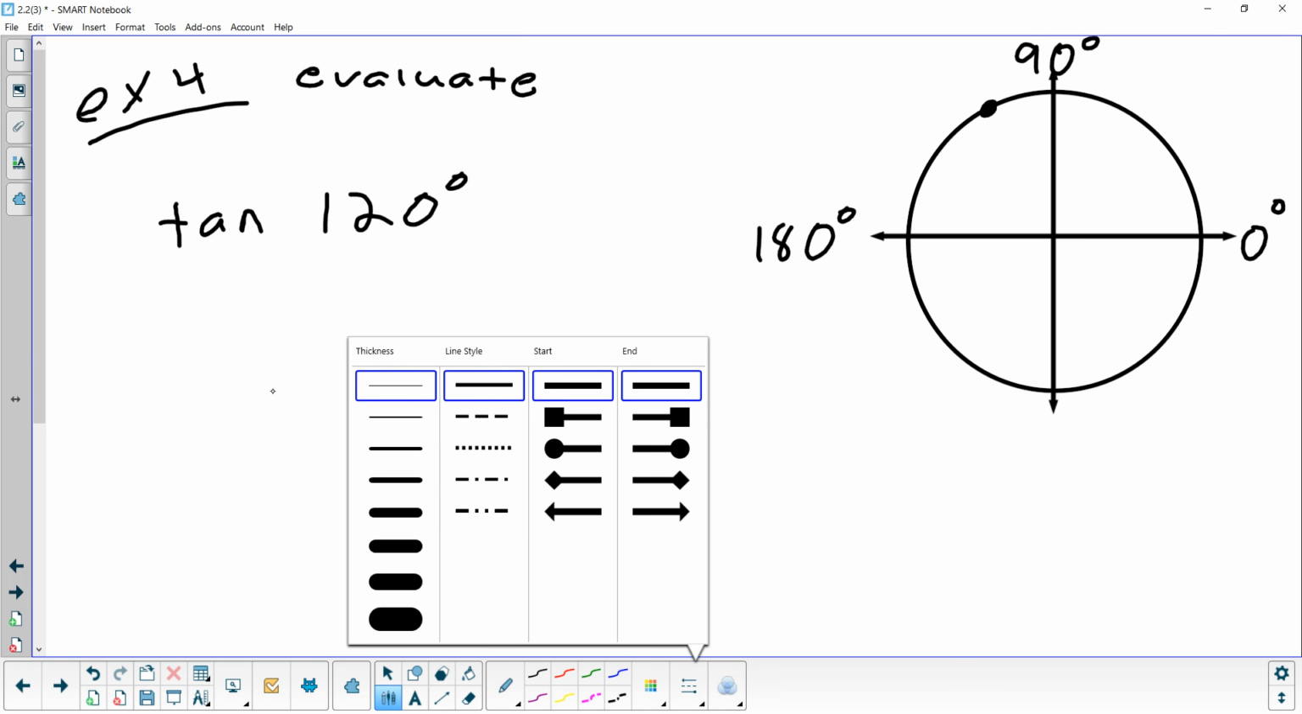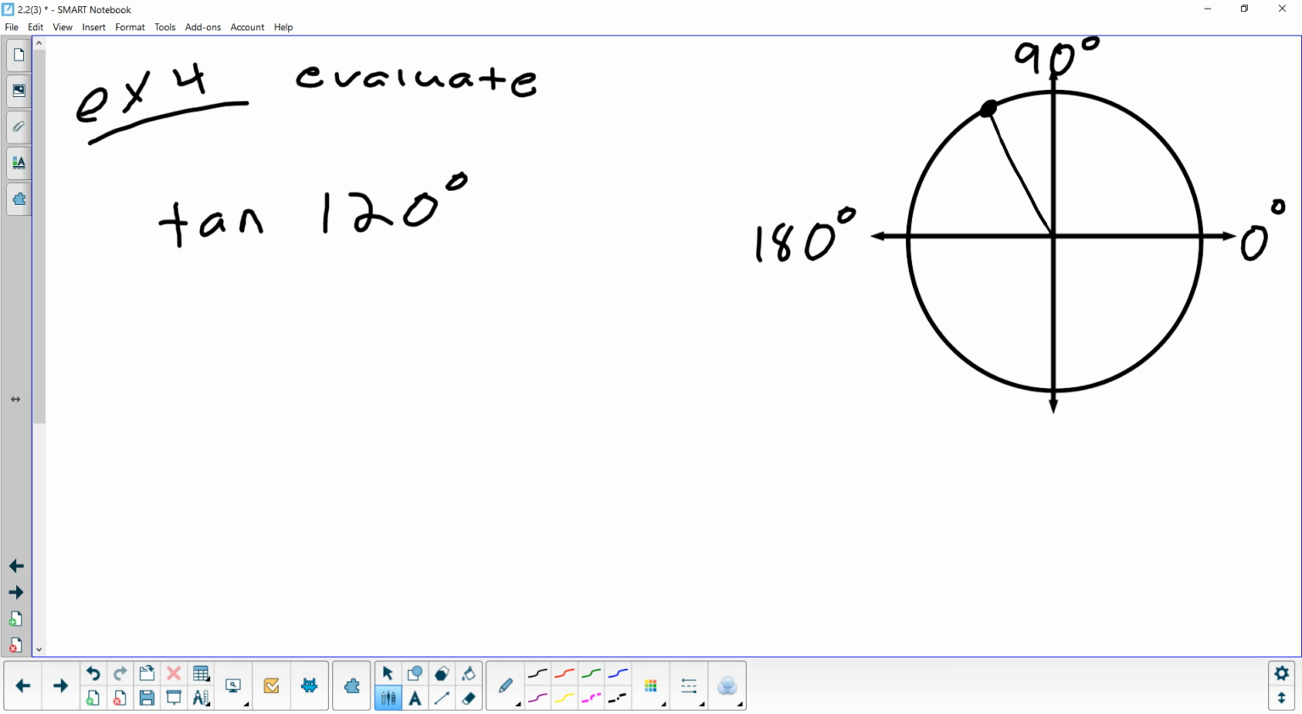Now, if I make my triangle like that, and like that, we should have a good idea of which side is the short side and which side is the long side. In this case, the short side is on the bottom.